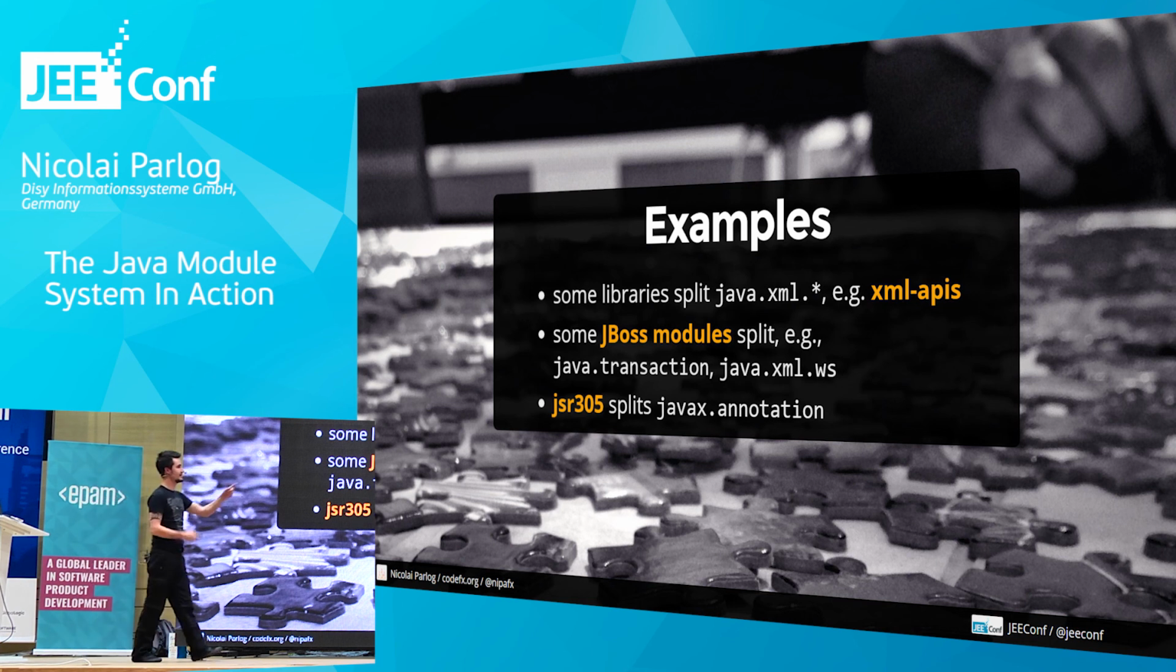For example, the Java XML packages are split with the XML RPs jar, which is something with Xerxes, horrible things I have heard about that. So some JBoss modules split Java transaction, Java XML. And if you're using the nullable annotations in JSR 3 or 5, well, that's a problem because it splits the JavaX annotation package.